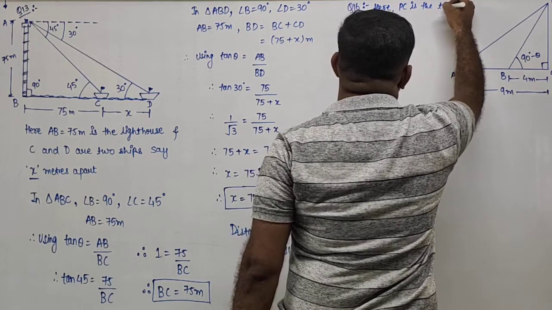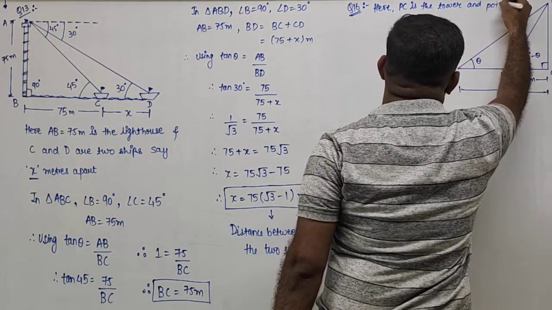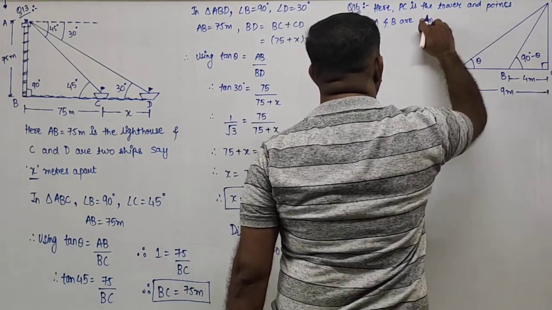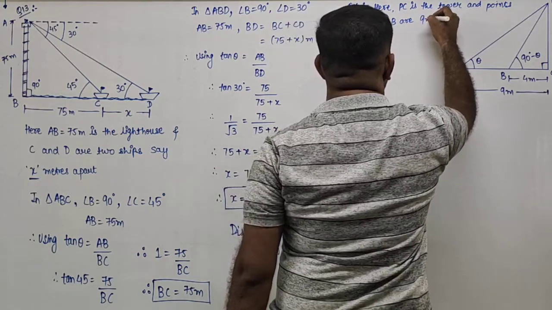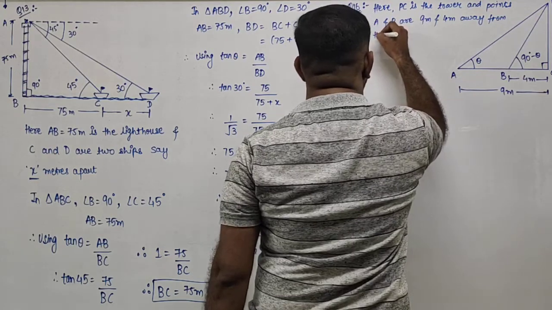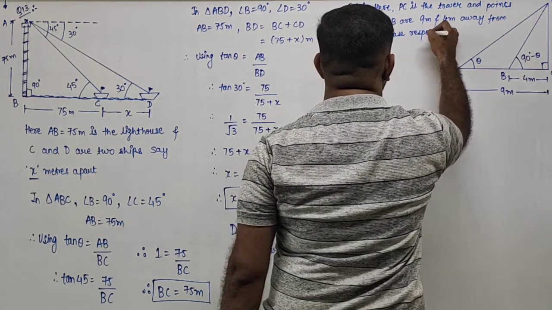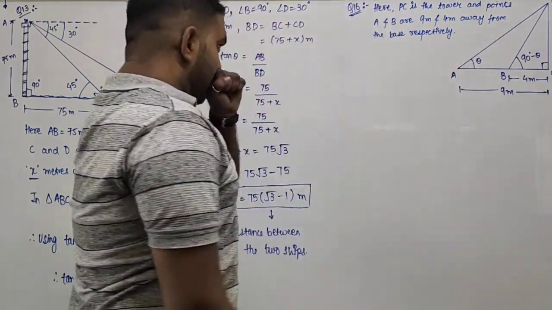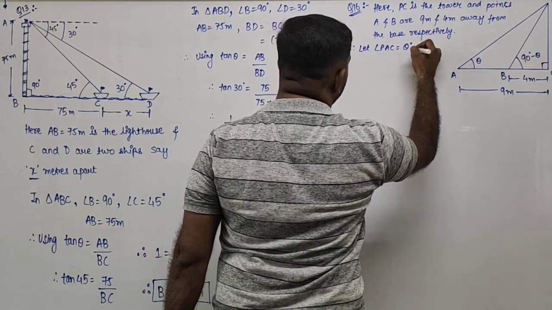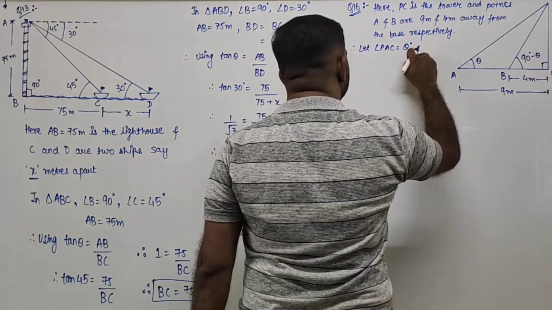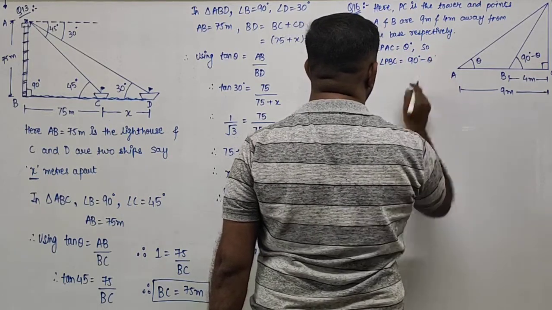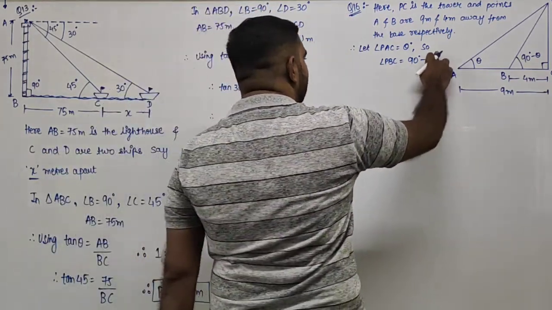PC is the tower and points A and B are 9 meter and 4 meter away from the base respectively. Therefore, let angle PAC be equal to theta degree. So angle PBC is equal to 90 degree minus theta. We will take this as 90 degree minus theta.